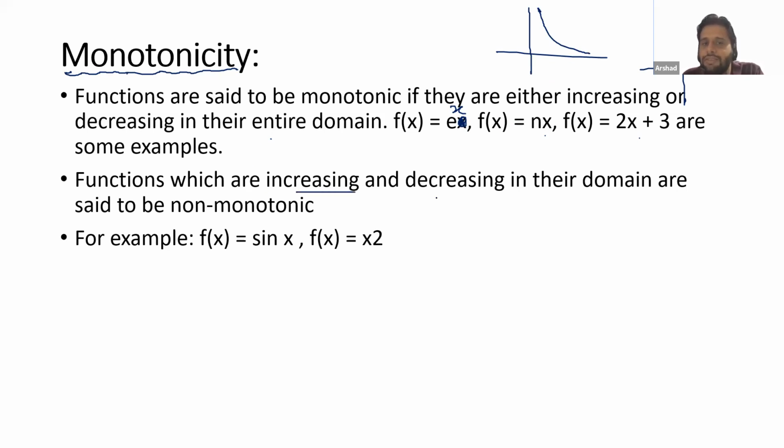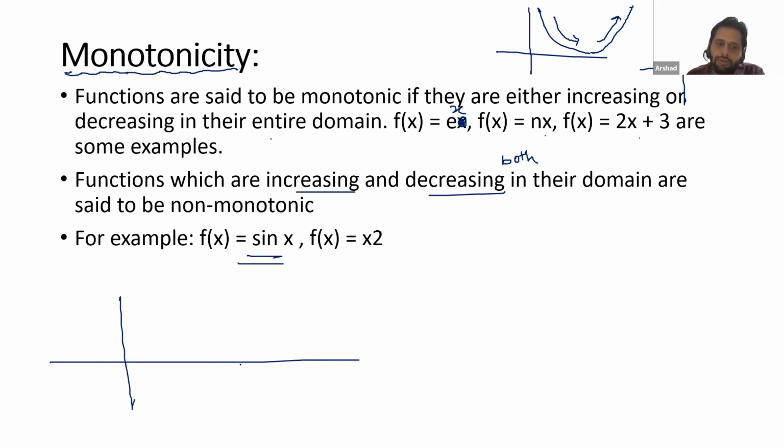Functions which are both increasing and decreasing in their domain are said to be non-monotonic. For example, if I draw this function like this, then here to here it is decreasing, then it is increasing here. So this is both increasing and decreasing, so it is non-monotonic. For example, the sinusoidal function: its graph goes like this, so it is both increasing as well as decreasing. So this is not a monotonic function.